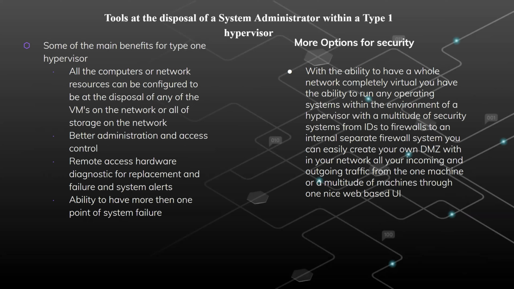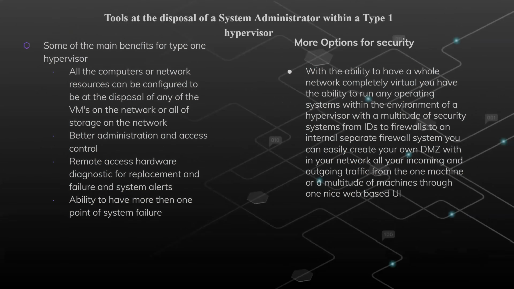The VMs within have inter-network connections in regards to virtual ports. It makes it a lot easier for firewalls, logging especially, and a lot better for remote access and control, and the ability in itself to have more than one point of system failure. It also has, as I mentioned, a lot more security options. You can create your own DMZ, secure your mail server a lot easier, and a lot of other security options.